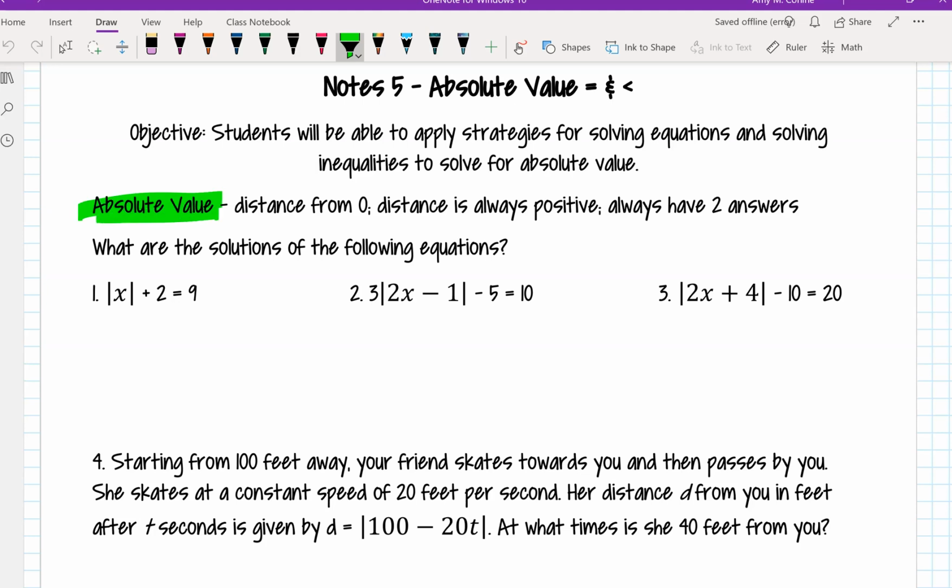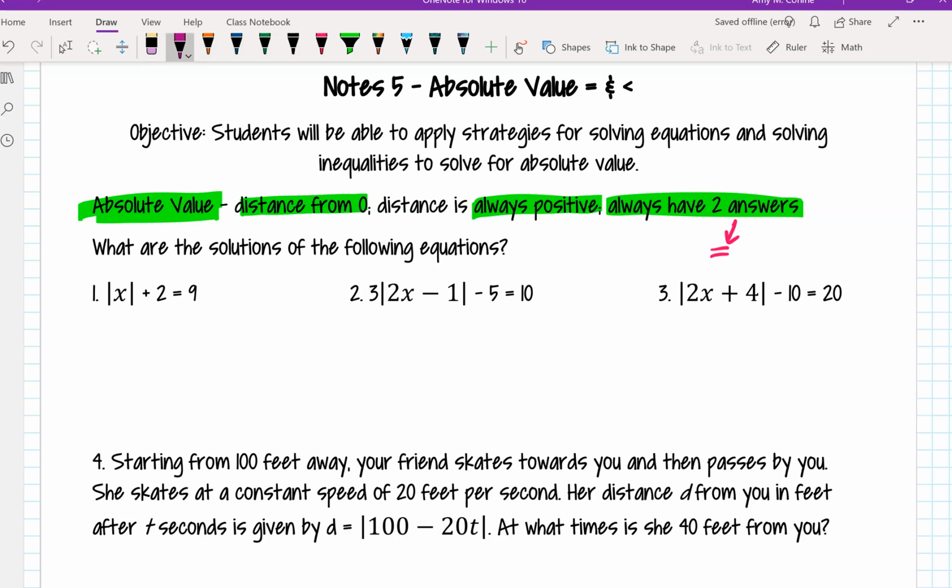Absolute value is really the distance from 0, and that distance is always positive. So we're always going to have two different answers. You'll have two answers specifically when you have equations, and then you'll do something different for your inequalities, where you'll have a solution set.